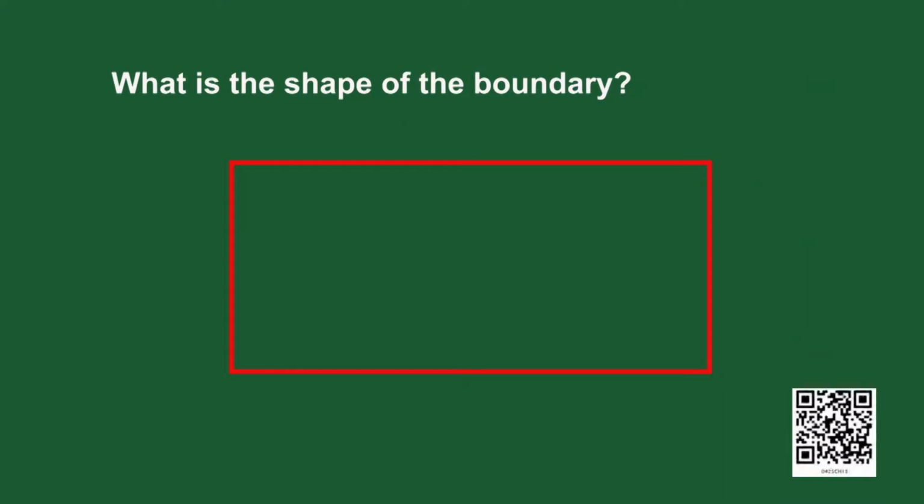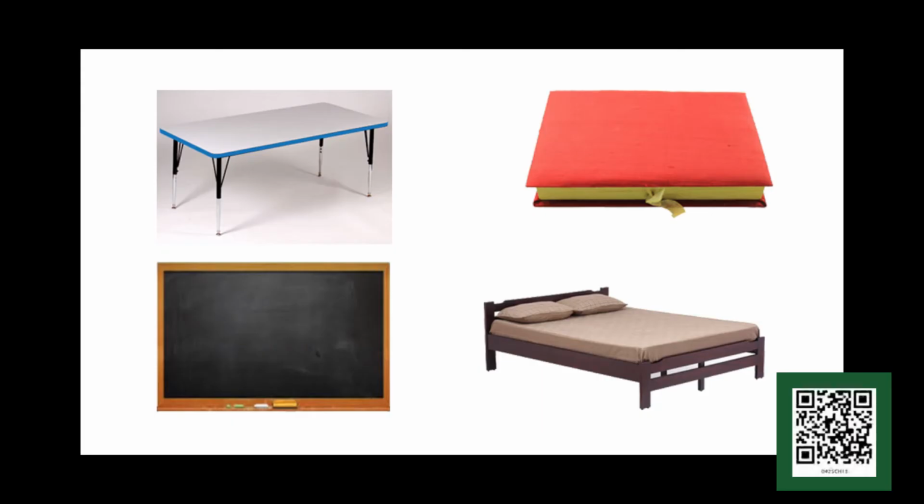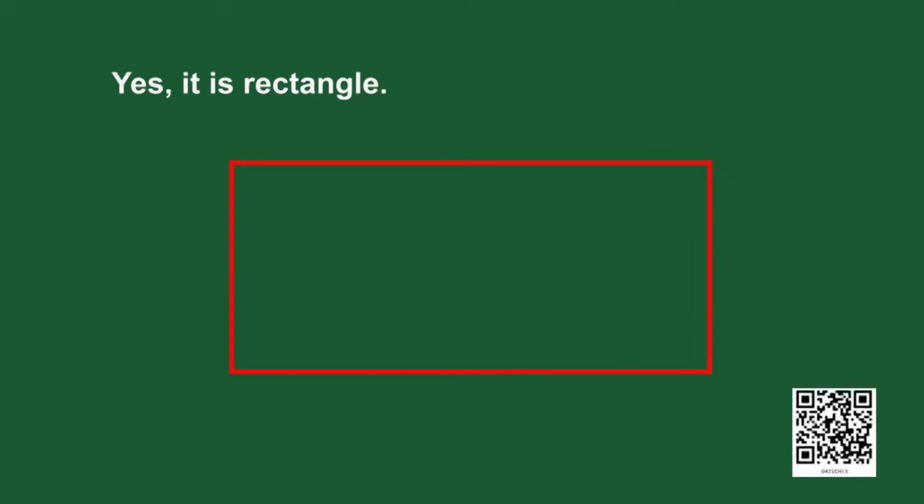What is the shape of the boundary? Can you find the things in your daily life which are of this shape? Yes, it can be a table, blackboard, cots, notebooks, etc. Now, can you recall what this shape is called? Yes, it is a rectangle.